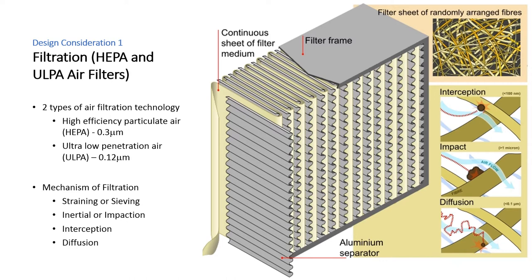HEPA filters are replaceable extended media dry type, having a minimum particle collective efficiency of 99.97 to 99.997% for a 0.3 micron particle. The second type of filter is called the ultra-low penetration air filter or ULPA filter. Most ULPA filters are replaceable extended media dry filters that have a minimum particle collection efficiency of 99.9997% for particles greater than or equal to 0.12 micron in size.